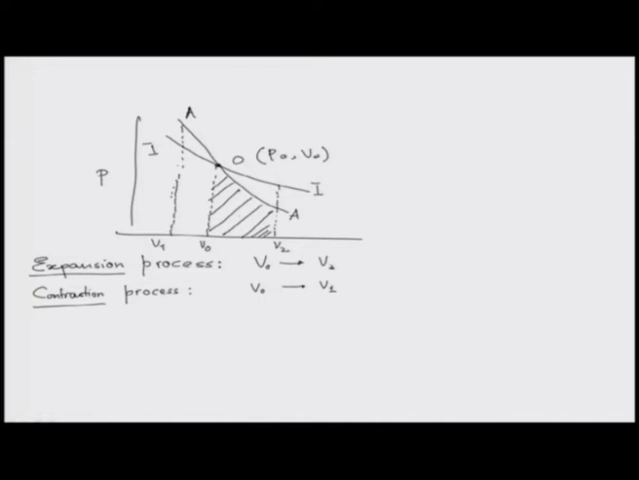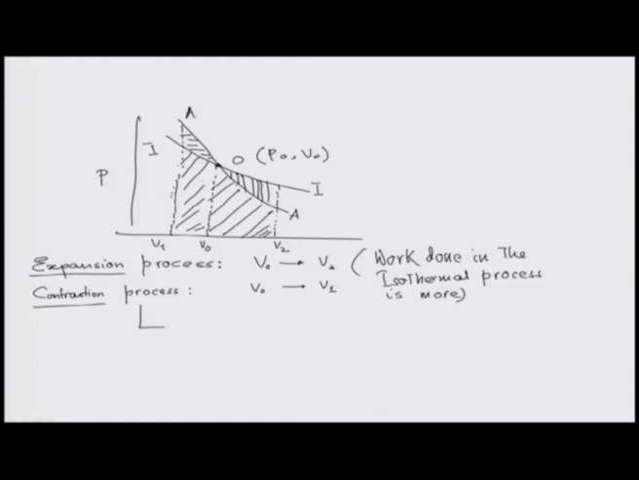Now, what is the work done in an isothermal process? This will be this area plus this area. So, in this expansion process, you can see work done in the isothermal process is more. Whereas, if you look at the contraction process, you see your isothermal curve lies lower than the adiabatic curve. So, this is the work done in the isothermal process, whereas this is the work done in the adiabatic process, which includes the smaller part and also this bigger part.